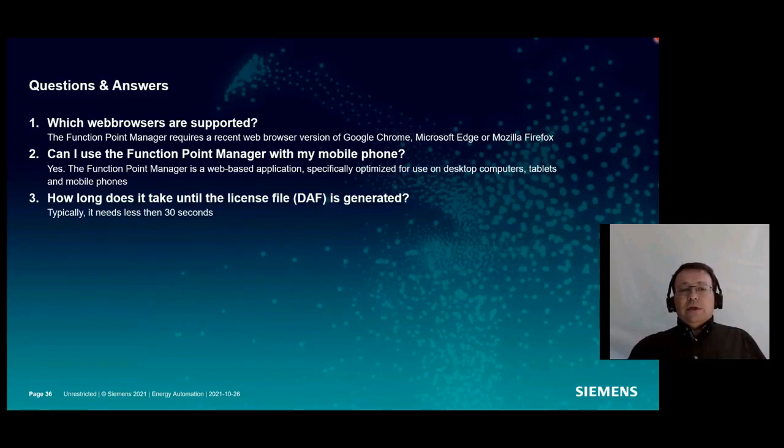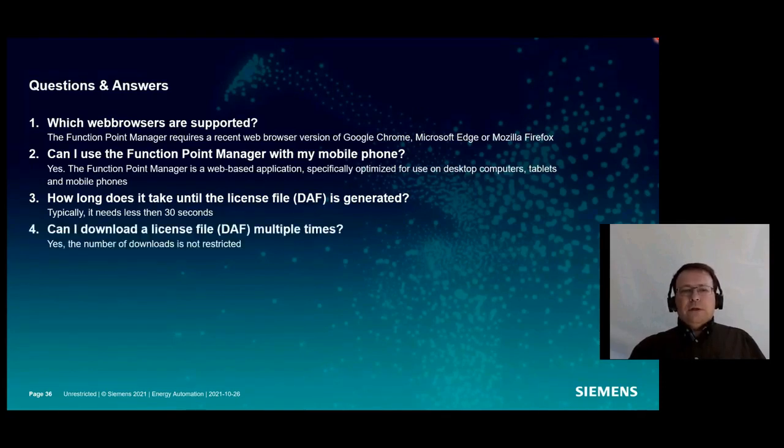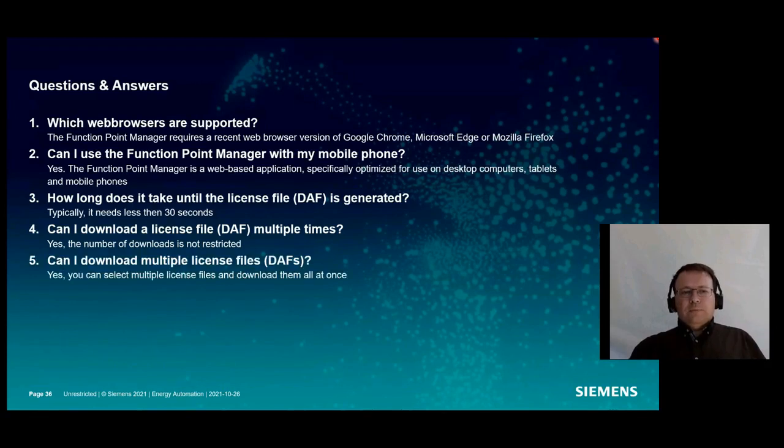How long does it take until the license file is generated? Typically, it needs less than 30 seconds. You already noticed this, so that's very fast. Can I download a license file multiple times? Yes, the license files are available in the function point manager application without any restriction. So you can download whenever you want again.